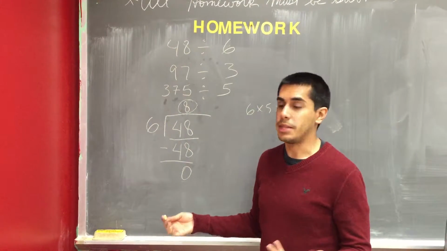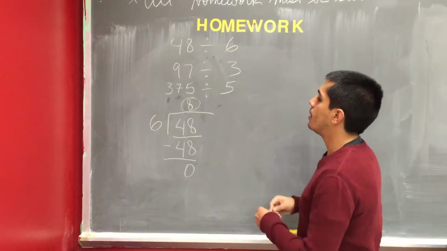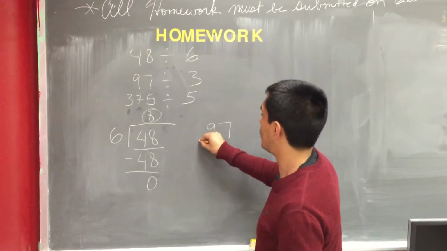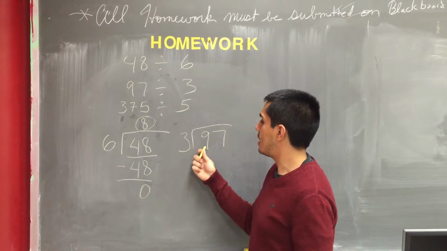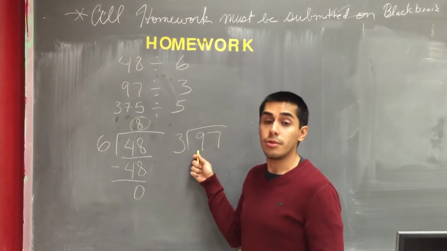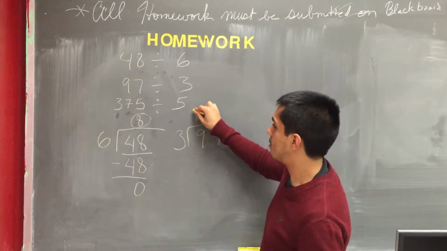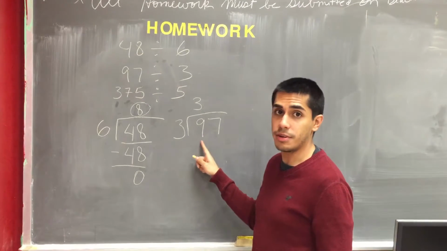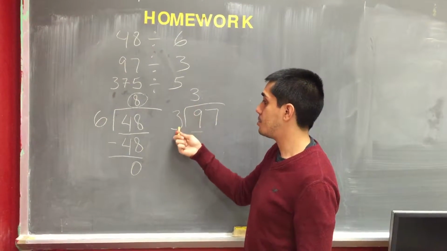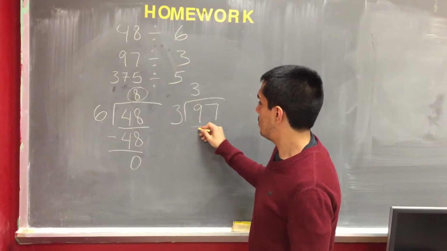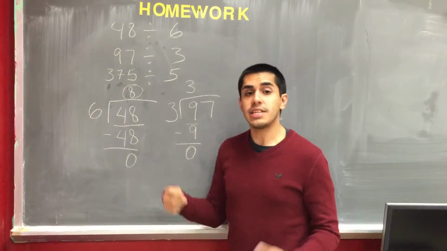Now some of them will have a remainder, like the next example, 97 divided by 3. So again, make sure they're setting it up correctly, and then they can start. Does 3 go into 9? Well, yeah, because 9 is higher. So 3 times 3 is 9. They'll write the 3 right here on top of the number they're dividing by. And then they'll multiply these two. 3 times 3 is 9. Write it underneath and subtract. 9 minus 9 is 0.